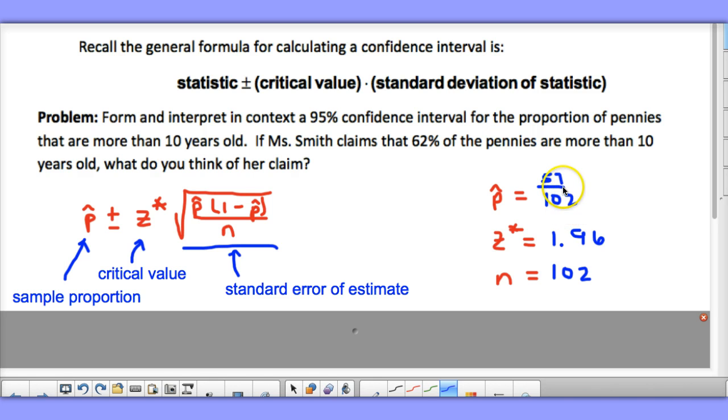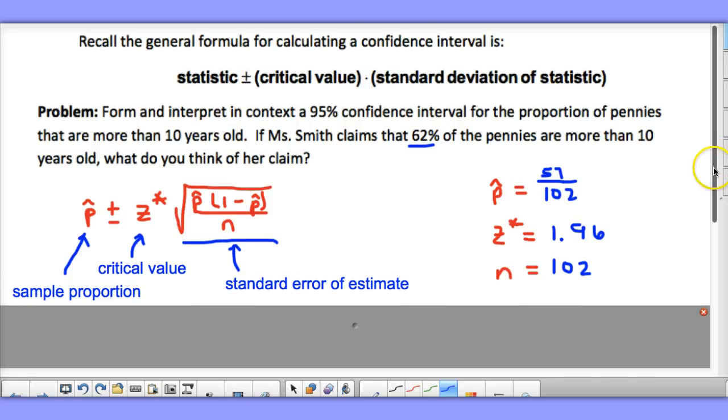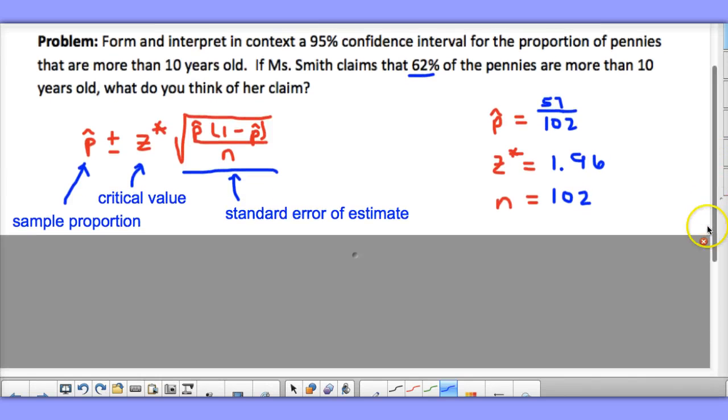So her claim is that in her collection, 62% of the pennies are more than 10 years old. And obviously we're not going to get exactly 62% in a single sample, but the question should be, is our sample so far off that we think 62% is not a plausible value? And we're going to construct a confidence interval to help us figure this out.